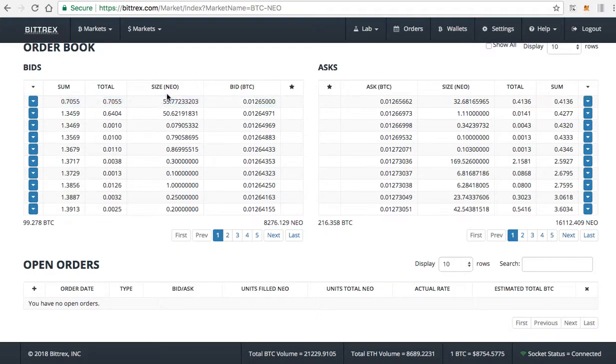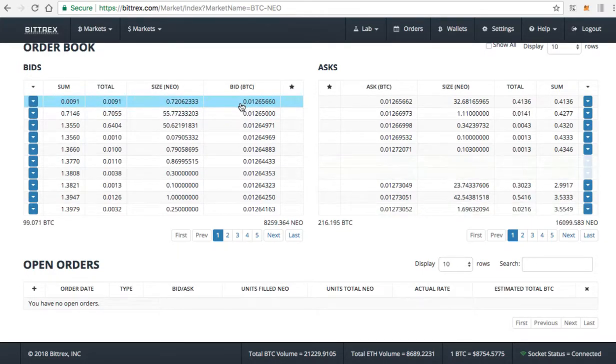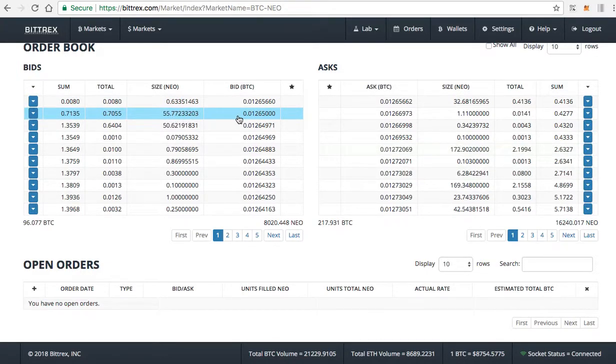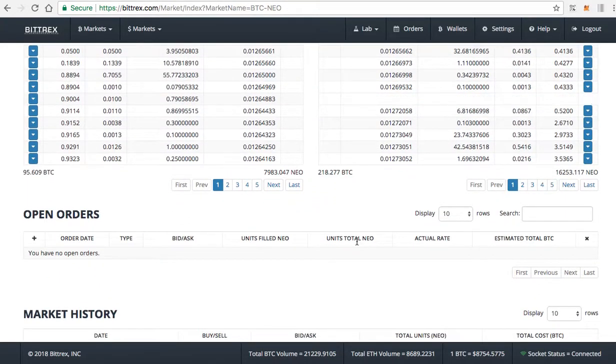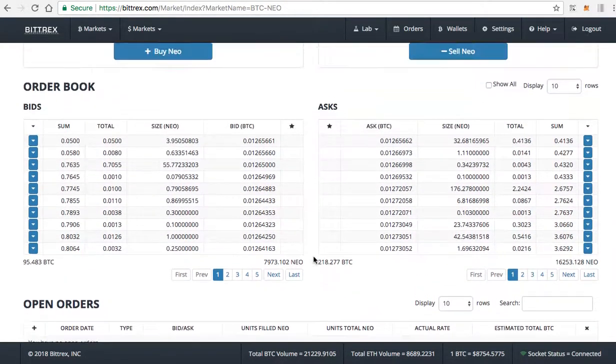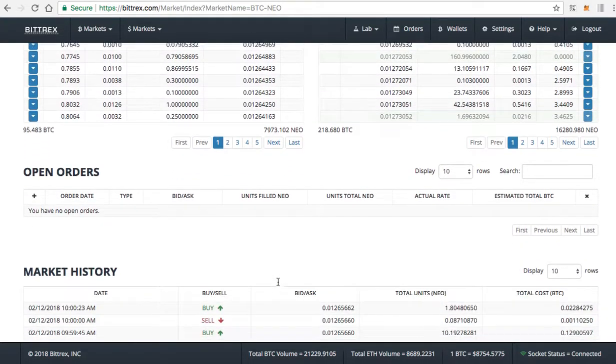And you can see there's people who've put in a bid for 12,65660. When NEO hits that, this order will be filled and they will buy 0.72 NEO. Very tiny order. When NEO hits 12,65000, they're going to buy 55.77. So down here I can see there's an order book for buys, 95.5 Bitcoin. For sells, 218 Bitcoin. Okay. If I had an open order that I had placed on the books here, it would show up right here. We're going to do that in a minute.